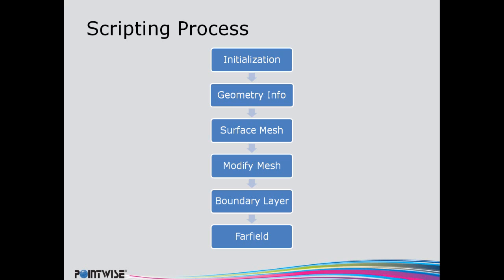All right, thanks, Chris. So this is the scripting process, the 6 steps of the scripting process that I'll be covering today. And like Chris mentioned, the way this is going to work is I'm going to demonstrate them in Pointwise by running the script. And the idea is to basically show the similarities between the noun-verb paradigm in Pointwise that Chris was talking about and the object-oriented methodology in Glyph. So with that, I'm going to start talking about initialization.